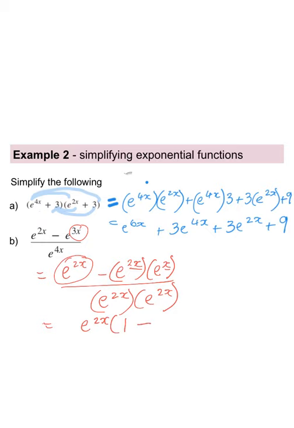1 minus, if we take out this e to the power of 2x in our second term up the top, we've got an e to the power of x all over e to the power of 2x times e to the power of 2x. Now we've taken out this common factor of e to the power of 2x, so we can divide through the top and the bottom by that e to the power of 2x, and we end up with now 1 minus e to the power of x over e to the power of 2x, which is simplified as much as possible.